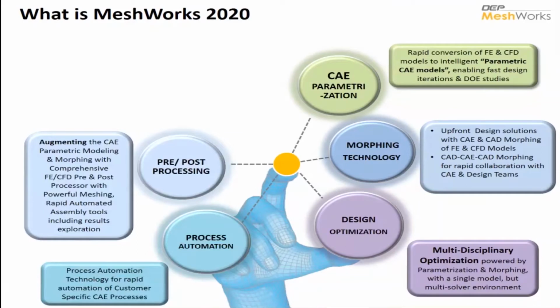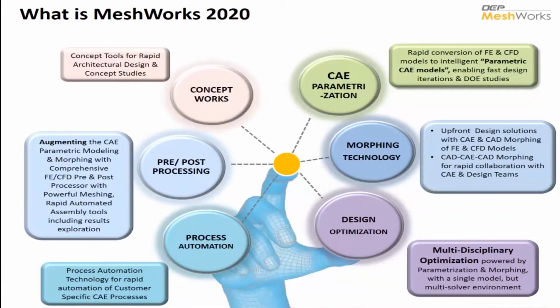And next is our pre and post processing capabilities. As we all know, MeshWorks is a parametric modeling and morphing tool. On top of that, it has the pre and post processing capabilities. In fact, there are a lot of built-in scripts, which is helping the meshing time reduction, automated assembly tools, and a lot of scripts which can extract the results for the complete DOE designs without any user interface.